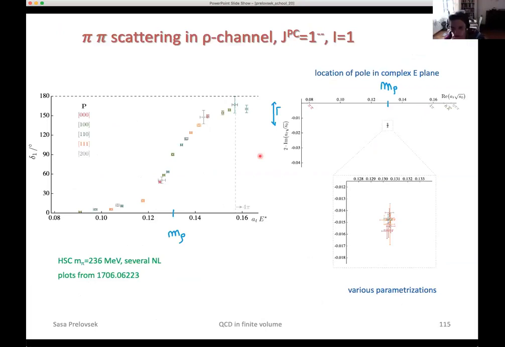Another way is to look at the position of the pole. If you know that the pole of the scattering matrix is here, the real part will give you the mass of the resonance, while the imaginary part will give you half of the width. Here twice the imaginary part is drawn, so the imaginary part gives you the width directly. These are two ways, and for a narrow resonance, you expect to get the same result from both procedures. More? Okay, thank you.